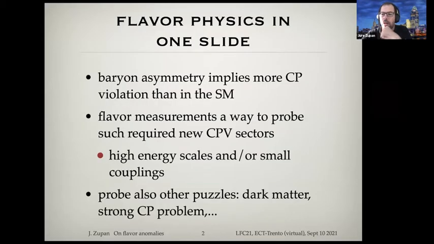I'll start with very general statements, and then we'll slowly move toward the anomalies. If I am to summarize what flavor physics is in just one slide, I would say it's the following. We see that there's a baryon asymmetry around us, which implies that there's more CP violation than in the standard model. And what goes under the name of flavor measurements is a way to probe such new CP violating sources.